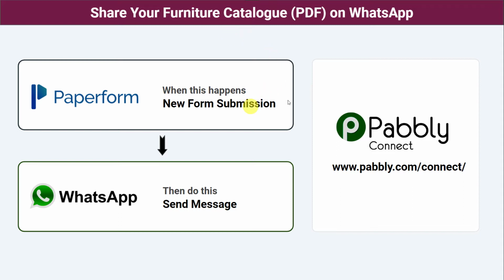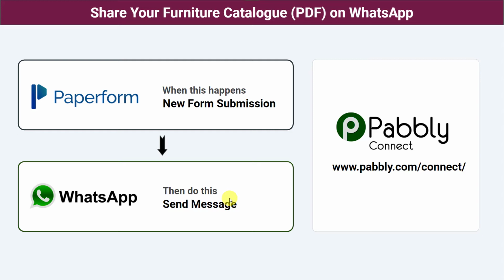Now, you want that whenever you receive a response in your paper form, a furniture catalog should be sent to the customers on their WhatsApp number. For doing this, you have two options. First, do it manually. Take the details of your customers from paper form, compose a message in WhatsApp, attach the furniture catalog and send the message to your customers.